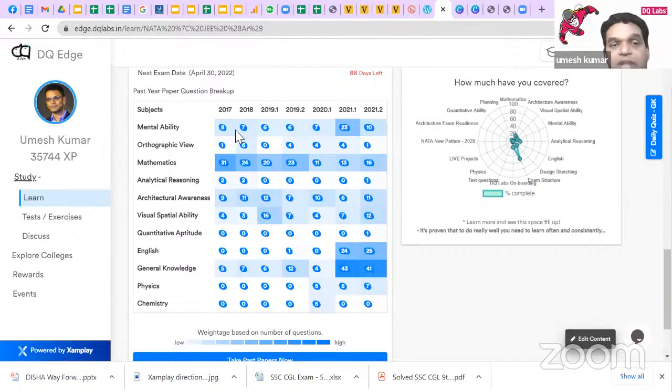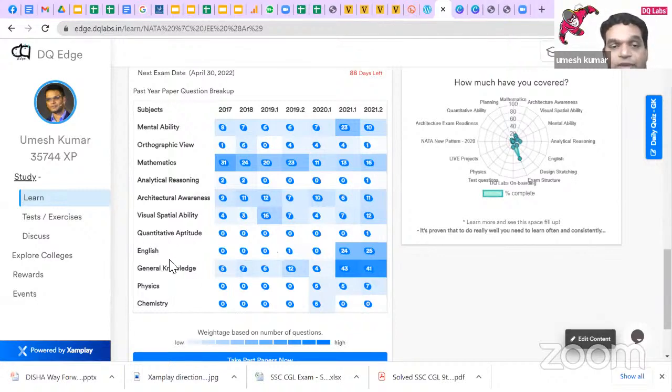So what happens is, you can see here mental ability, how the number of questions are changing. In 2021, the first exam, there were 23 mental ability questions. So suddenly there's a big shot up of this, right? And then if you look at the mathematics questions, it has been more or less consistent. In 2021, last exam, there were 16 questions, right?